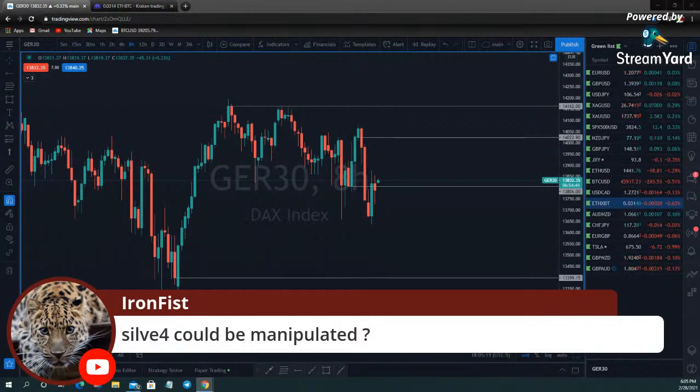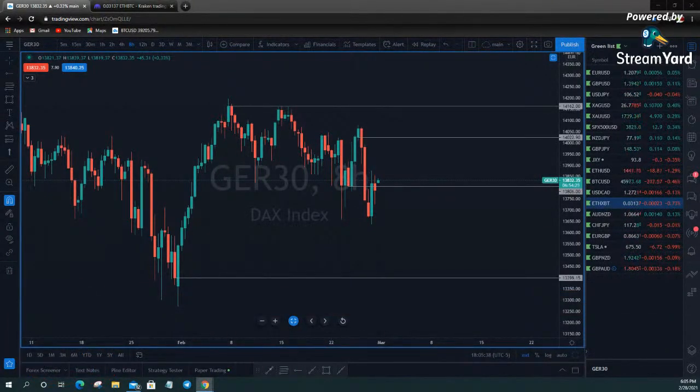Silver could be manipulated. All markets are manipulated, Iron Fist. Every time you put a buy or a sell order into a market, you are by definition manipulating the price. Every asset is manipulated by buys and sells. The strategy that I'm trying to teach you can get you on the right side of the manipulation, if that's what you want to call it.